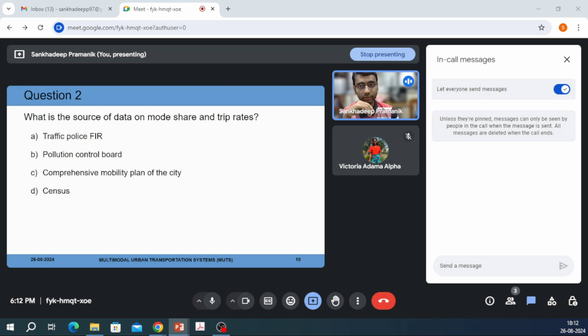Therefore option A is correct. 1 is correct and 2 is incorrect. Next is, what is the source of data on mode share and trip rates? Is it traffic police FIR, pollution control board, census, or comprehensive mobility plan of the city?